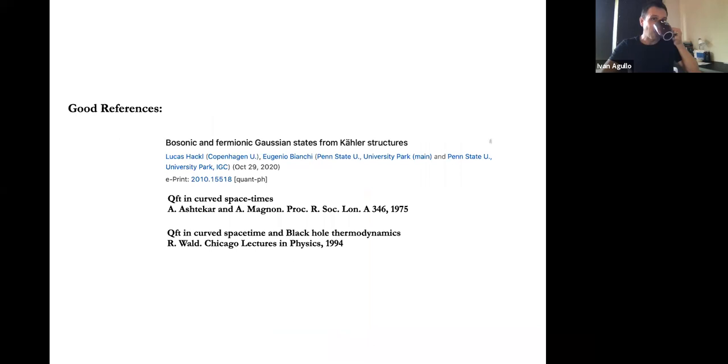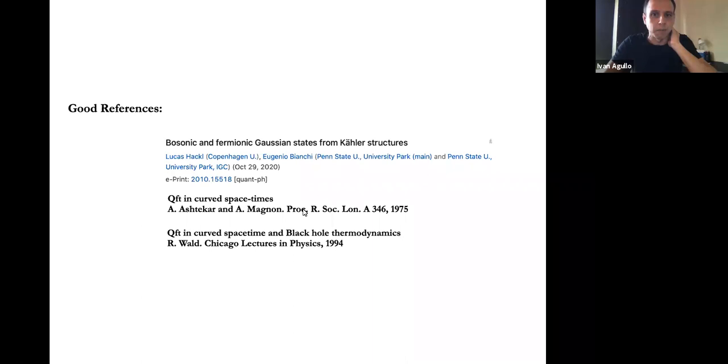Good reference for this chapter: there is a very nice semi-review article, recent, written by Lucas and Eugenio. Eugenio is here in the audience, which is wonderful because he can answer questions. Hi, Eugenio. Original references are this paper by Ashtekar and Magnon, and Wald's book is also a good reference. I will not follow exactly any of them. I will do it my way, but all this is very nicely explained in these references.